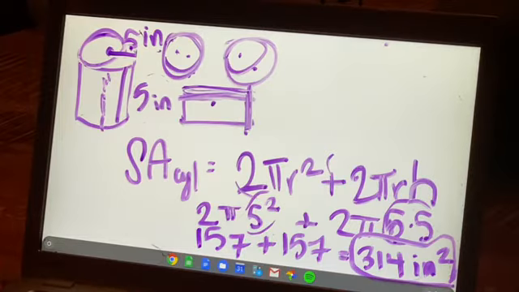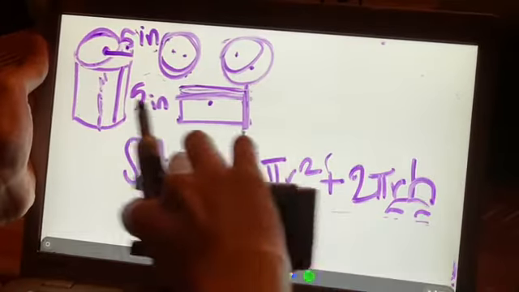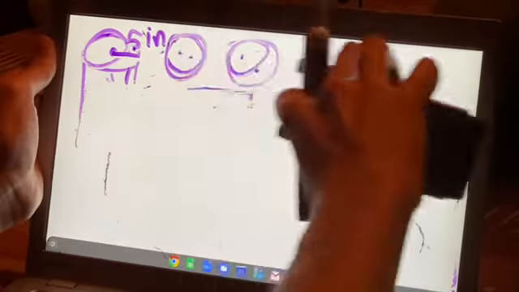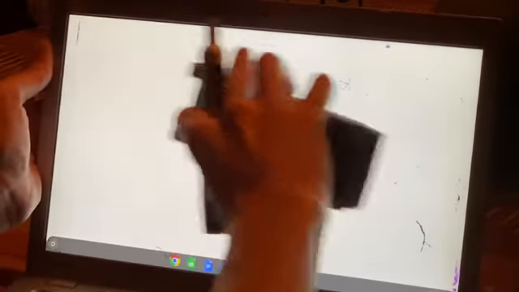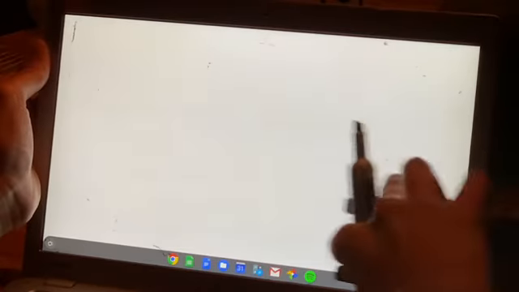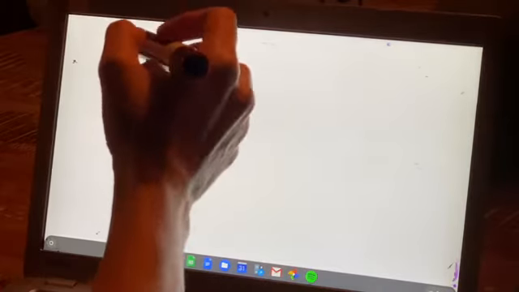Did you guys get 314 inches squared? I hope so. If not, no big deal. Just take a look and see what you might have gotten confused on. So next is number 5, and this is about surface area again. And actually, I gave you guys a little heads up on this.